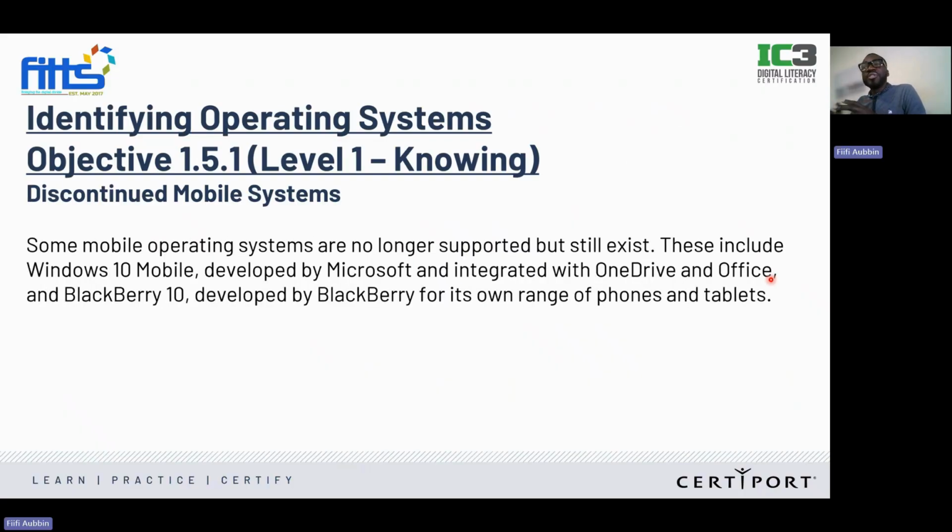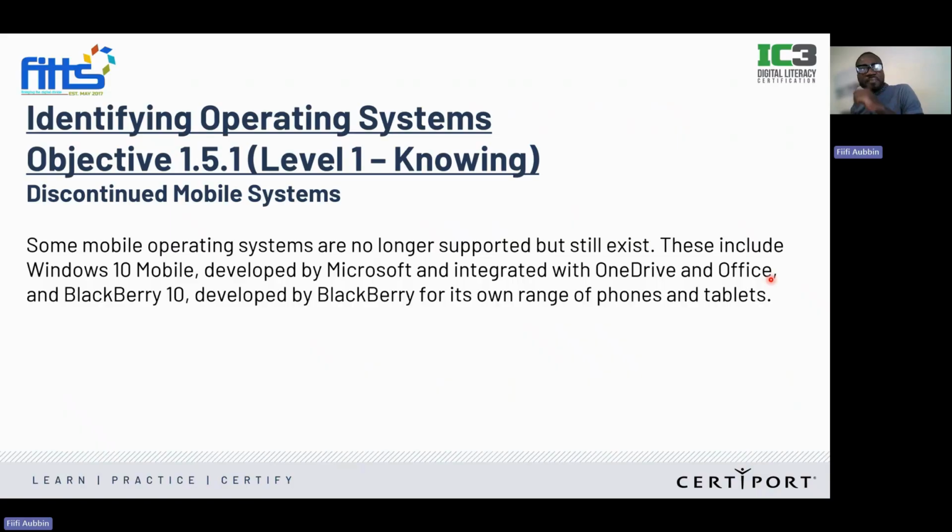Then we also look at discontinued mobile systems. Some mobile operating systems are no longer supported but still exist. These include Windows 10 Mobile, developed by Microsoft and integrated with OneDrive and Office. And we have BlackBerry 10, which was developed by BlackBerry for its own range of phones and tablets.